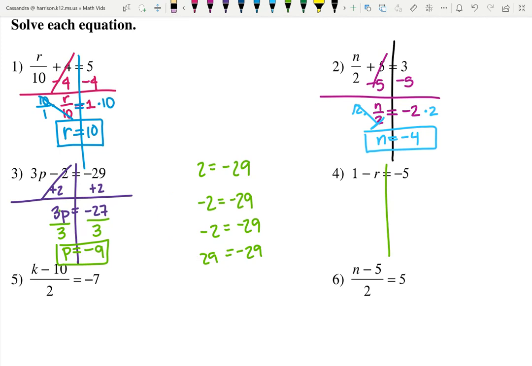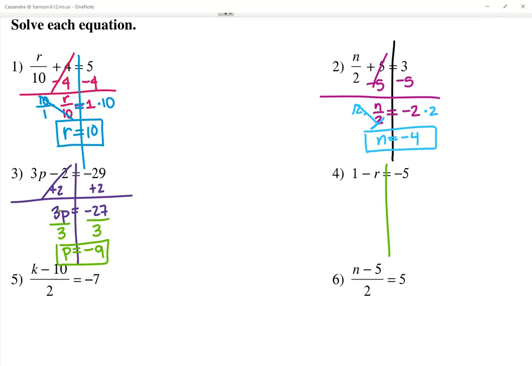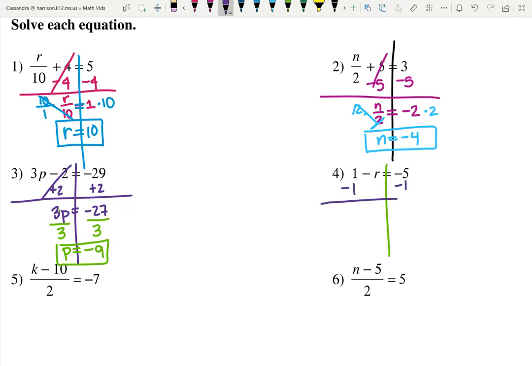Let's try number 4. In this case, I don't want you to freak out, okay? It is a little different just because they've moved some things around, but all the things are still there, okay? I promise you, everything's still there. So what is our constant? Well, it's the number being added or subtracted to r. In this case, that is a 1. Now, that's not a -1. This is a +1, so don't even worry about that negative sign yet. We're just going to try to get rid of this +1. How do we get rid of a +1? We subtract 1 on both sides. 1 minus 1 is 0, leaving us with -r equals -5 minus 1 is -6.